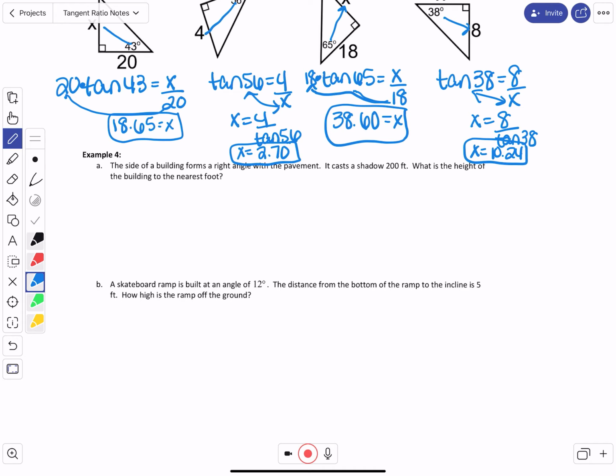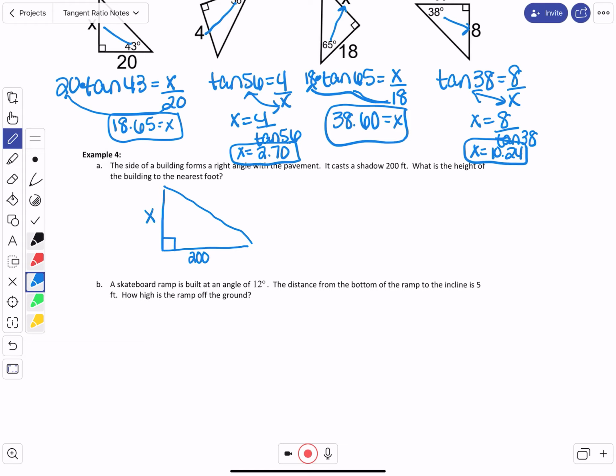We have to draw our own triangle. The side of a building, so anytime it talks about the side of a building, assume that it's just a straight line to the ground, forms a right triangle with the pavement. So here's our right triangle. It casts a shadow 200 feet. So think about where a shadow is. The shadow is going to be on the ground. So there's our shadow on the ground that's 200 feet. What's the height of the building? So here's our height of the building.